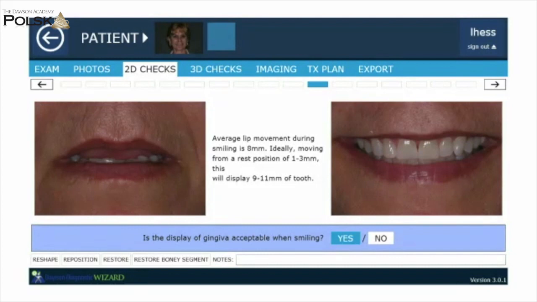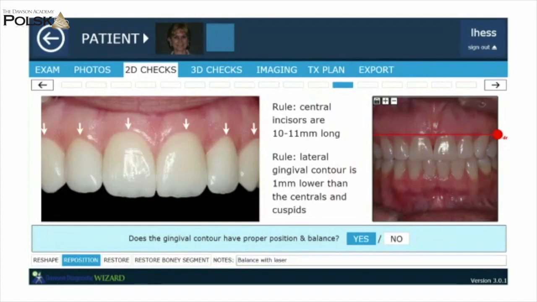We can look at the display of the gingiva when smiling and see that that looks acceptable. We can look at the position and the balance of the gingival contour and how that's going to affect the overall length of the teeth.